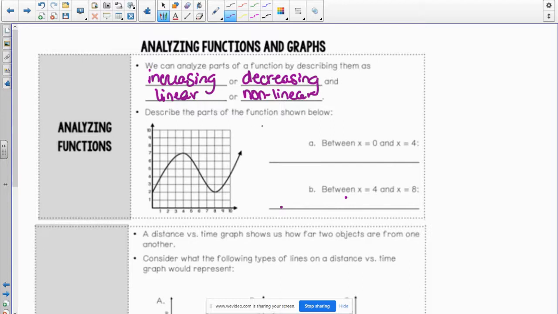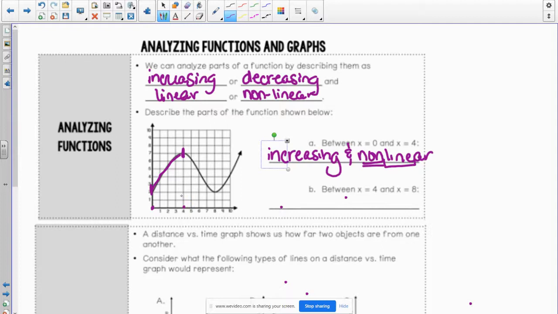So it says describe the parts of the function shown below. So between when x is 0 and x is 4. So this is where x is 0, this is where x is 4. So if we look at the graph, it's between these two values. So we can say that is increasing, because you can see it's going up, kind of like a roller coaster. You're increasing. And this is not a straight line. It's got a curve to it, so this is nonlinear. And nonlinear in this case is just going to be not linear. You can see the word line in there, not a line.